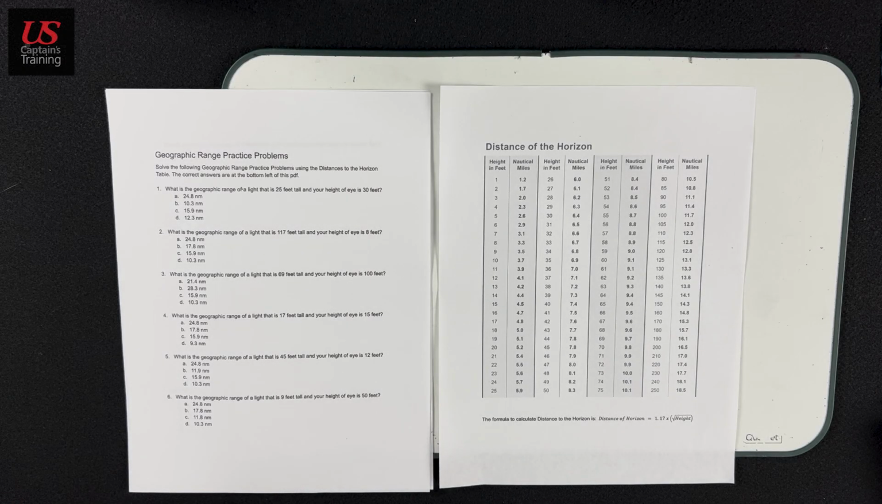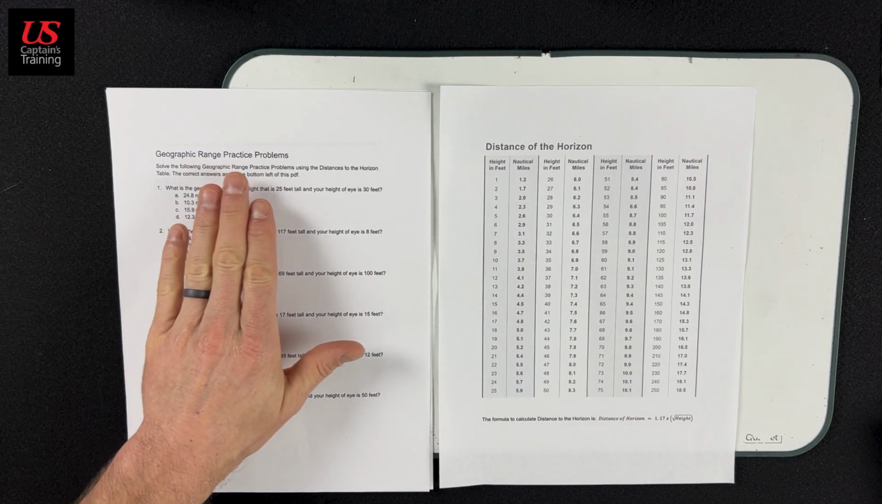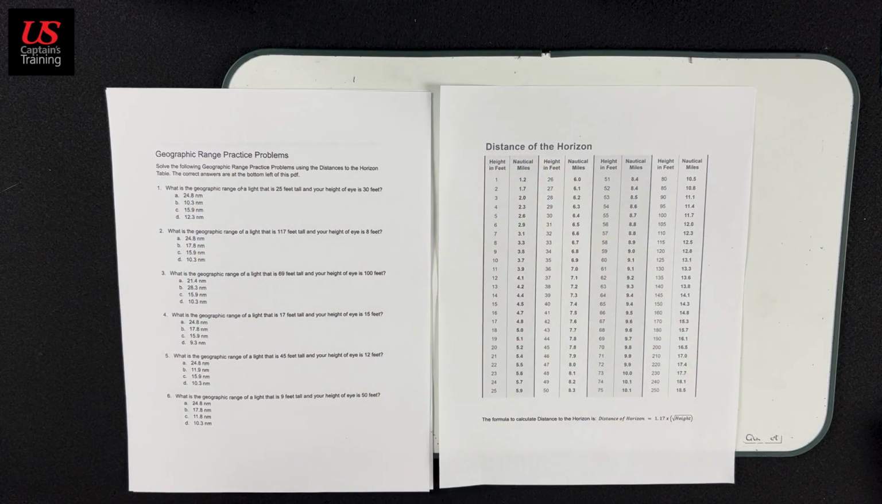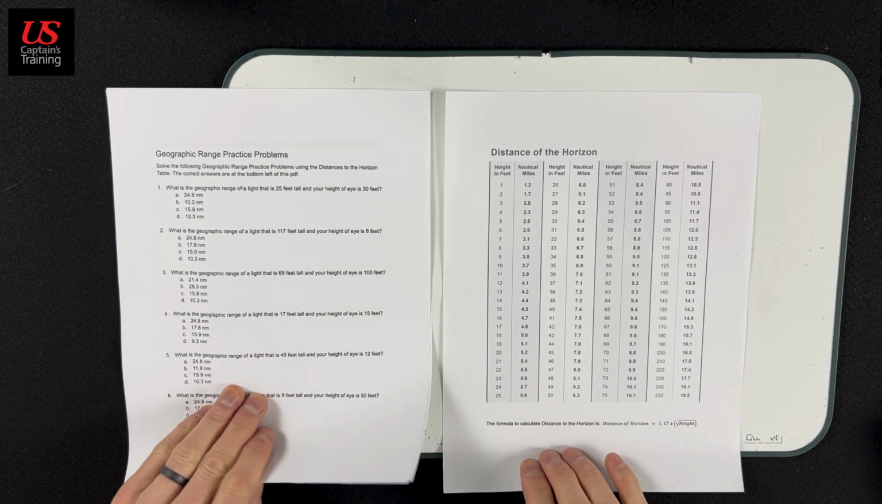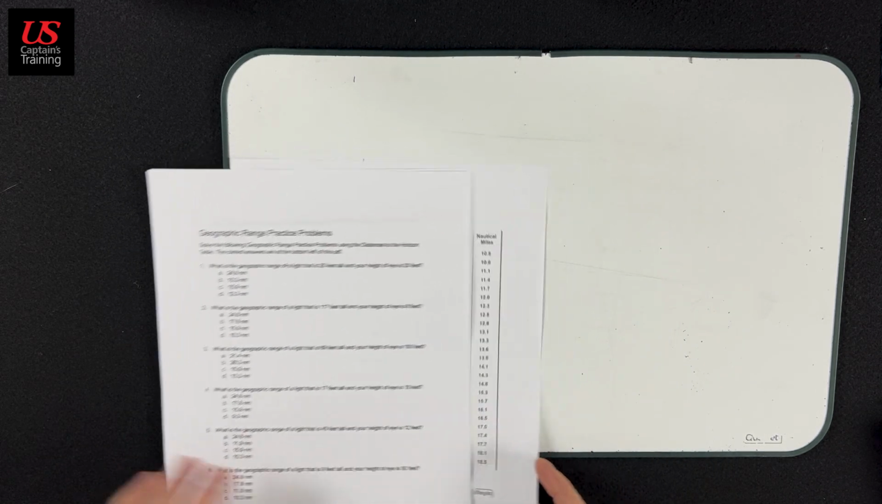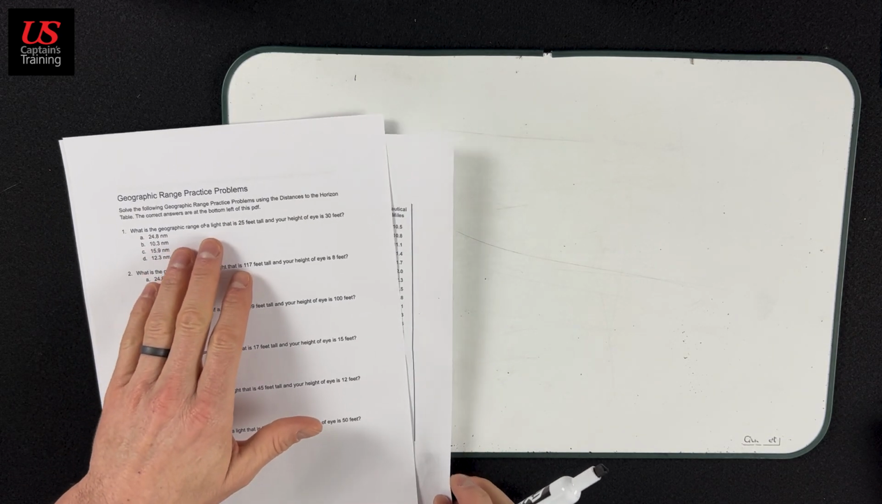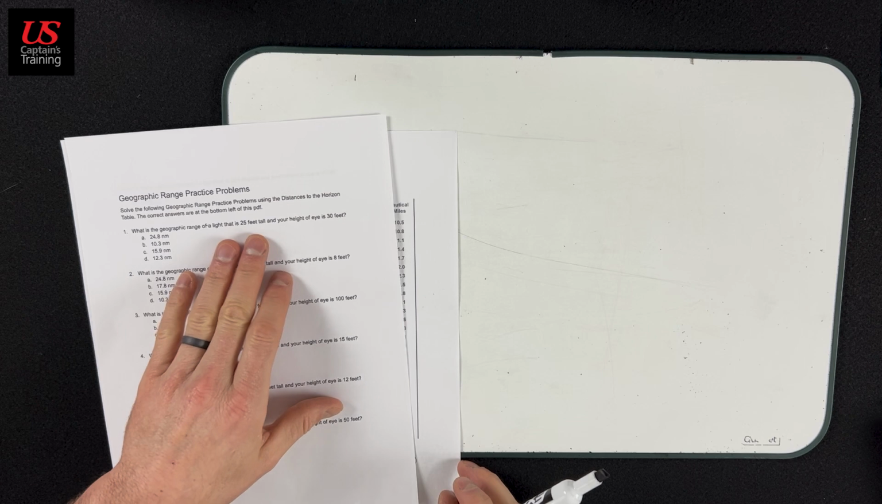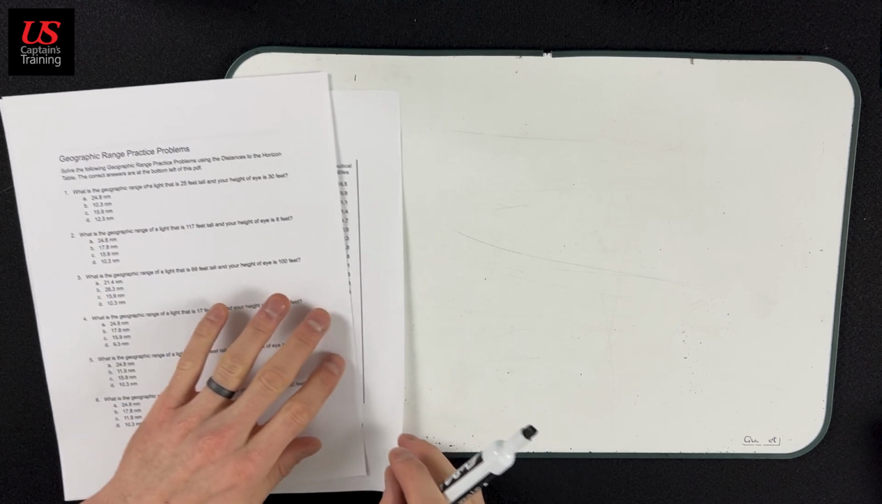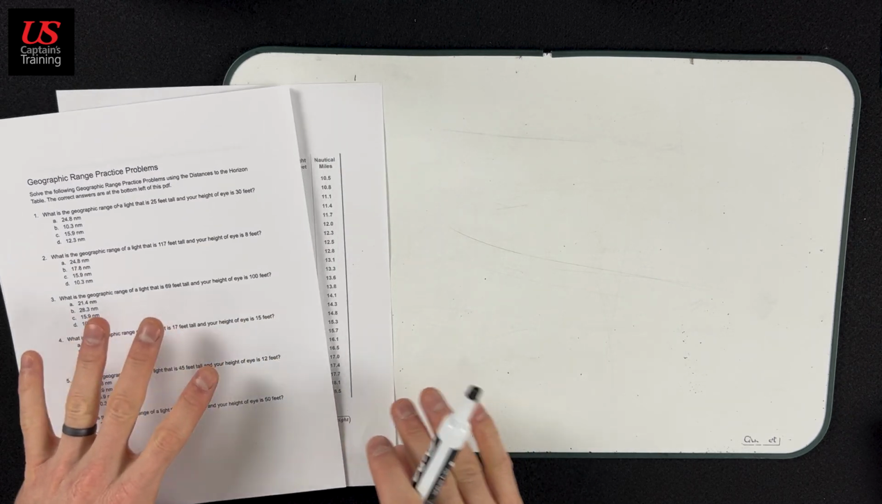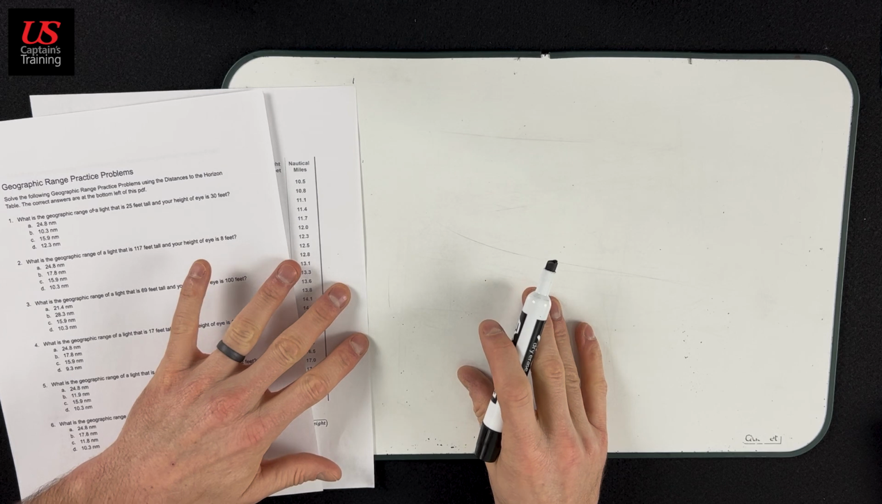Let's do an overview of these geographic range practice problems and the distance of the horizon table. And we might as well just jump right into the first problem. It says this: what is the geographic range of a light that's 25 feet tall and your height of eye is 30 feet? We set up these problems the same way every time and it gets good results.